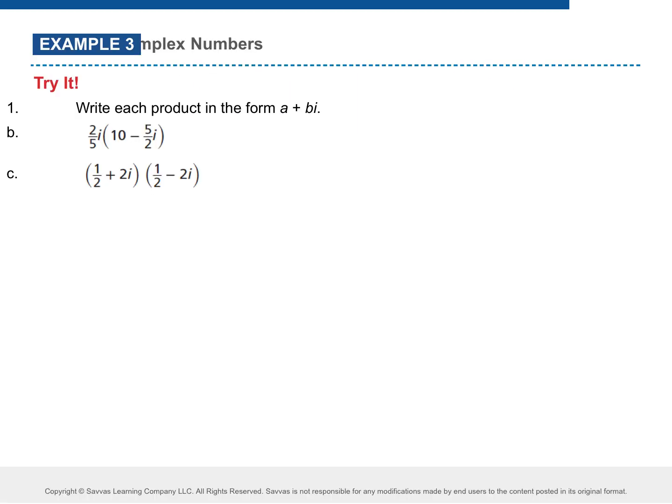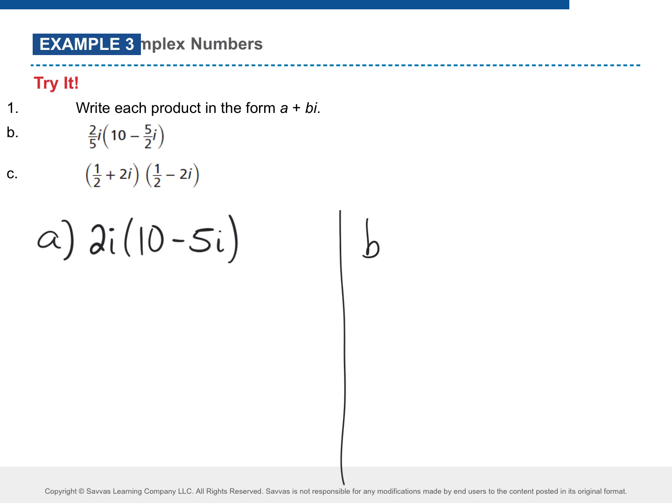Let's do these two examples. I'm going to take the fractions out. Pay attention to what I'm changing up here. For A, we're going to go 2i times 10 minus 5i. And then for B, I'm going to do 1 plus 2i times 1 minus 2i. Go ahead and solve both of those.